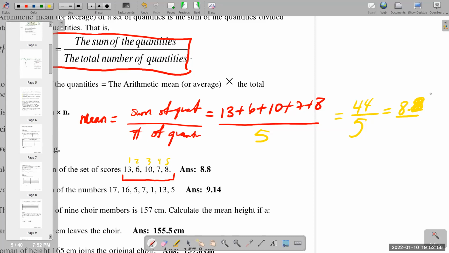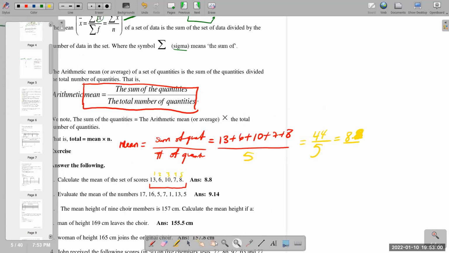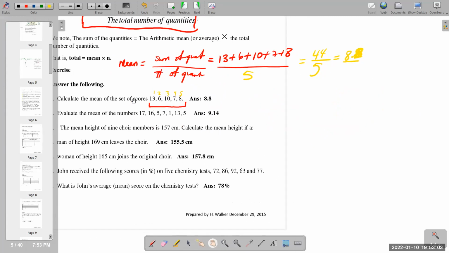Everybody with me? Pretty straightforward, right? This is simple. You remember the formula, you follow it. Let's do the next one.